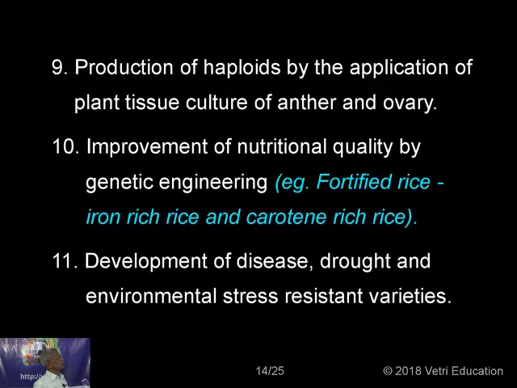So production of haploids by the application of plant tissue culture of anther and ovary. Improvement of nutritional quality by genetic engineering. This is a fortified rice, iron rich rice and carotene rich rice. These are all very good examples. Fortified rice, iron rich rice.